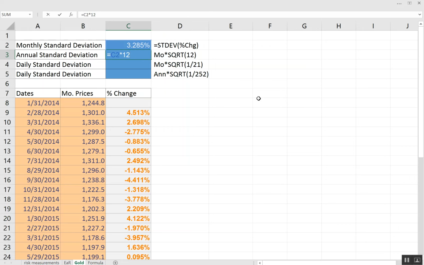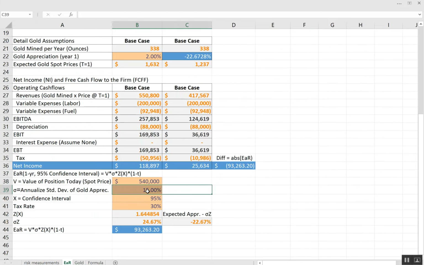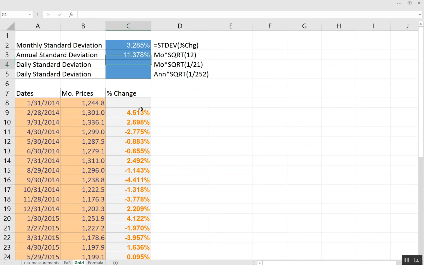So if I take the monthly number times the square root of 12, that would be my number, 11.378. That's probably what I should have used here, 11.378. But I'll just leave in 15 for now. But this is how you'd calculate it. Now you can also use the square root rule.